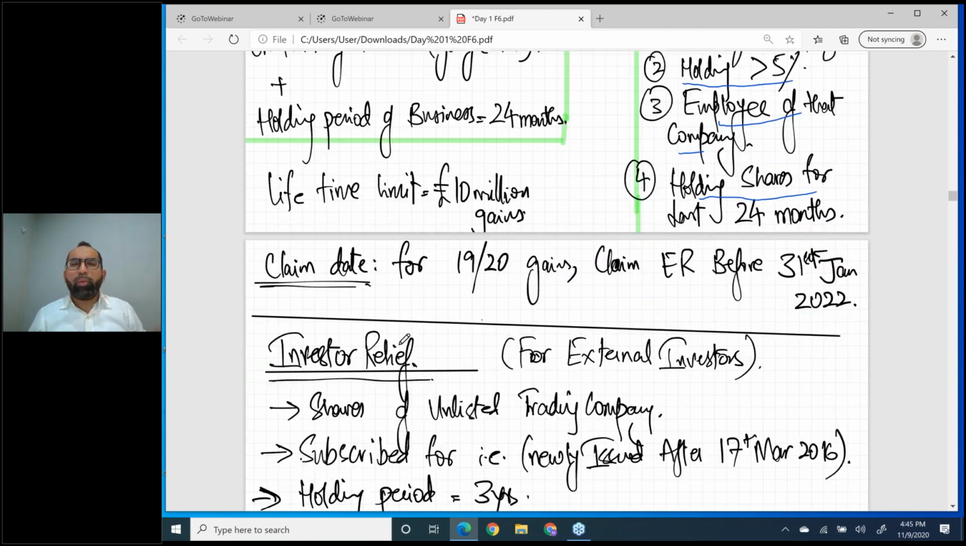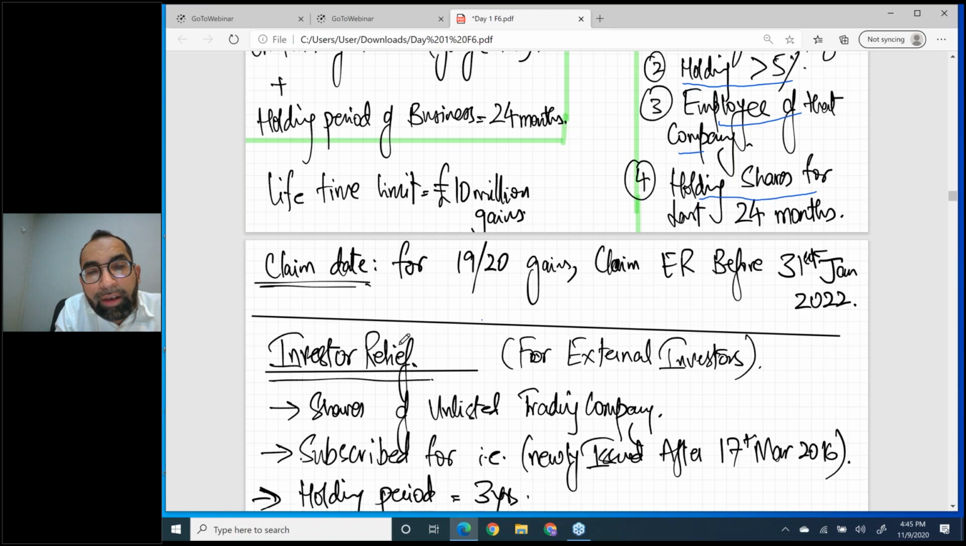Now, this is one extra thing: the claim date. What do you mean by claim date? The question, I say this in my class, is how the tax department will come to know that you need this relief. So you have to write a letter, you have to make an election, you have to claim that, yes, I want this relief. So there is an expiry date, a last date of claim.